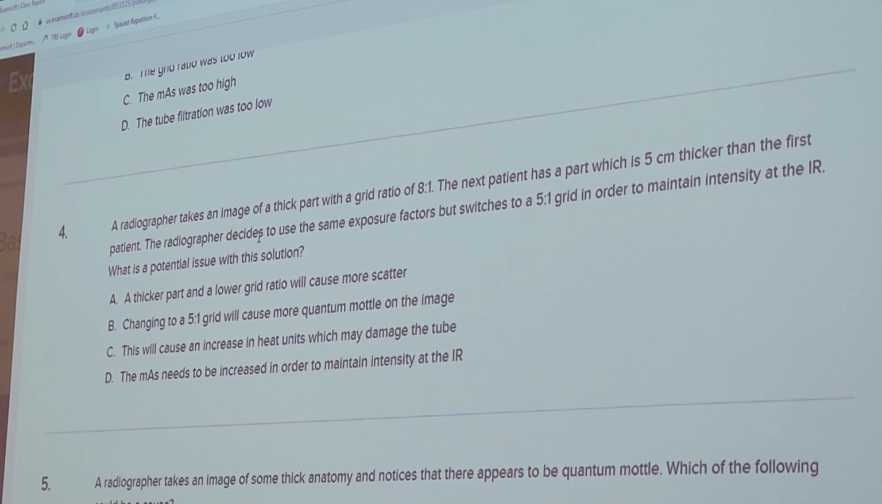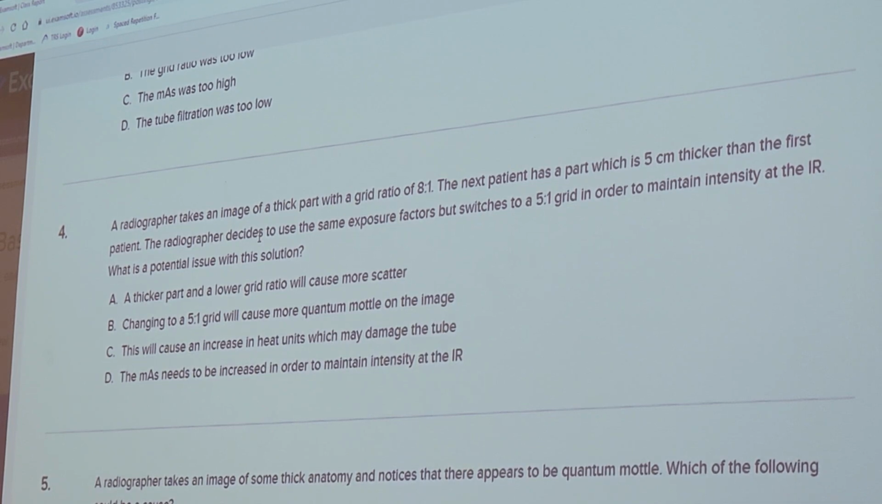So once again, the radiographer was using an 8:1 grid, and then the next patient they used had a 5 centimeter thicker part. So technically, when someone's thicker, you want to use a bigger grid ratio than the previous one. But instead, the tech decided to go one below. So what does that mean? What's the whole point of the grid, right?